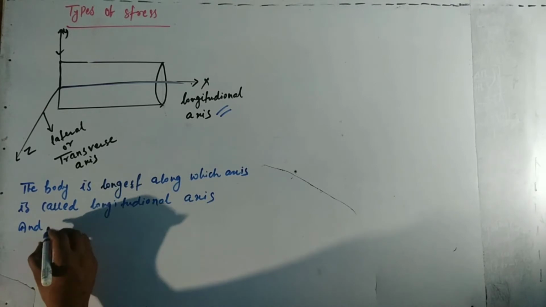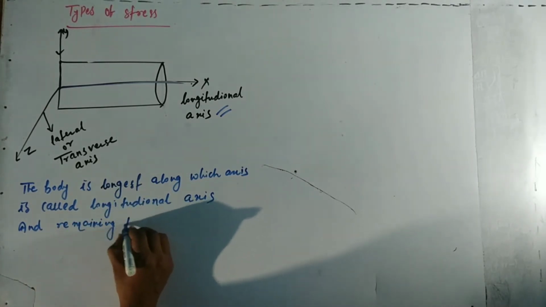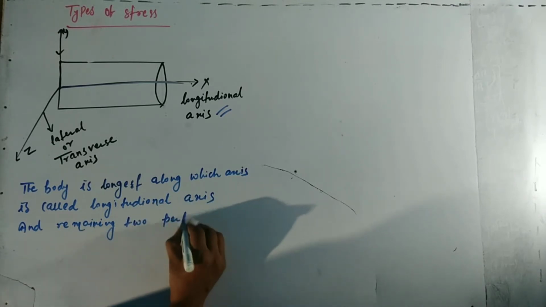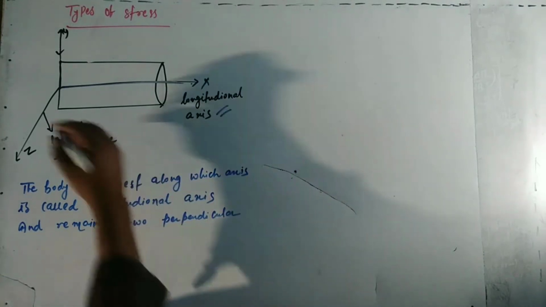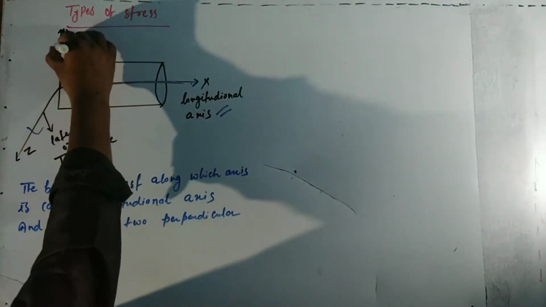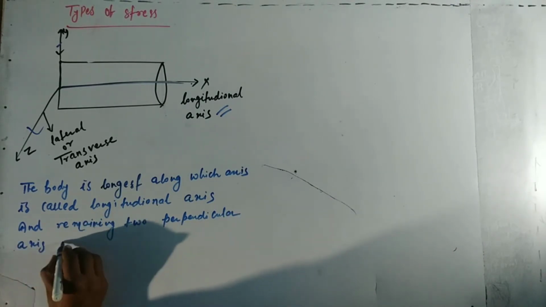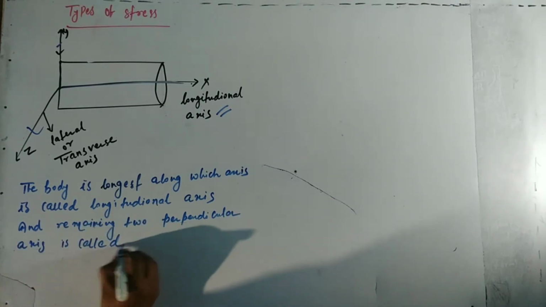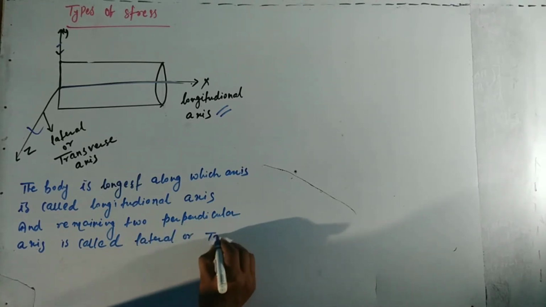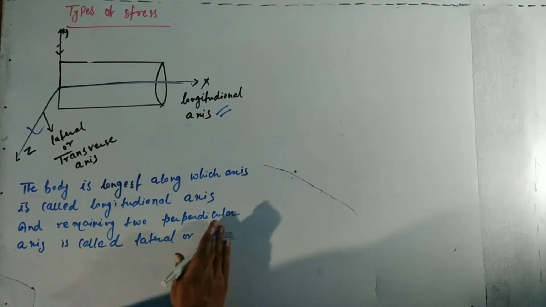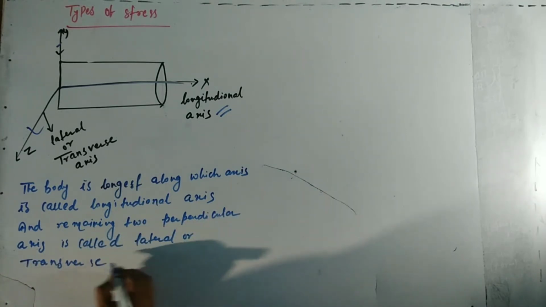This one, and the remaining two perpendicular axes are called lateral axis or transverse axis.